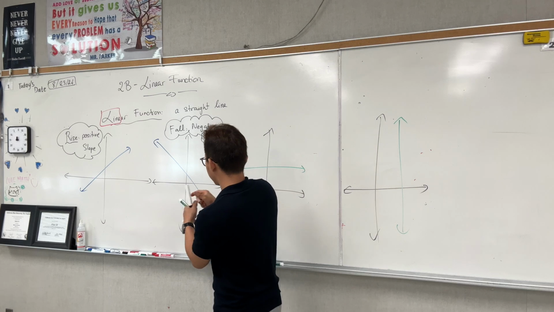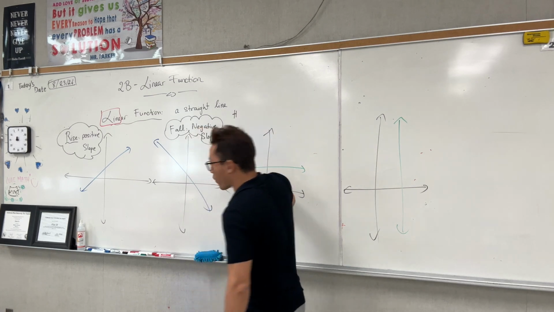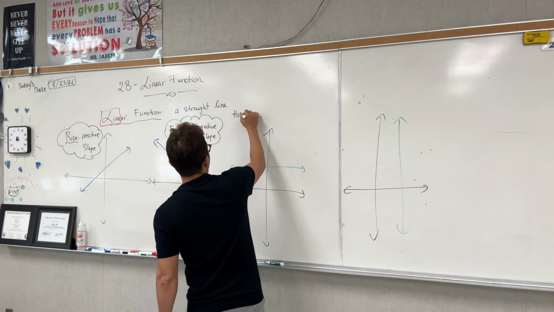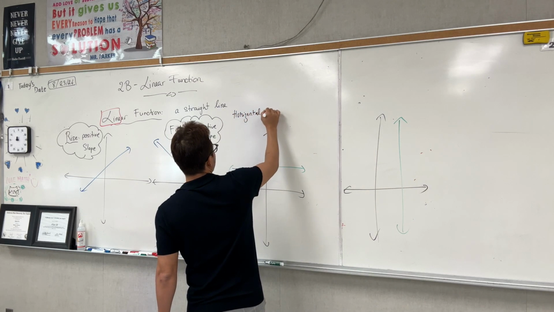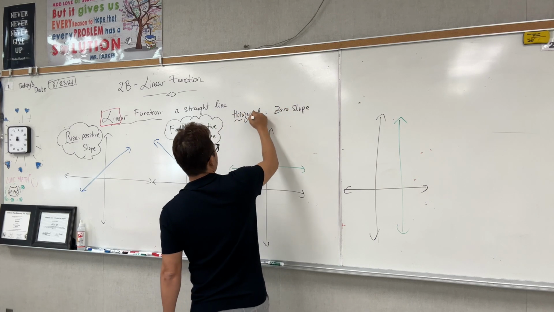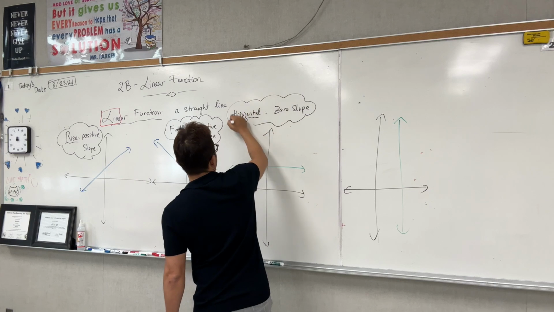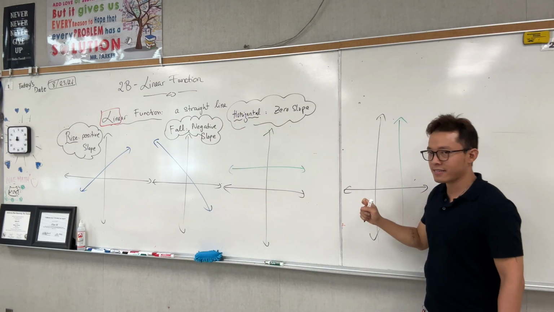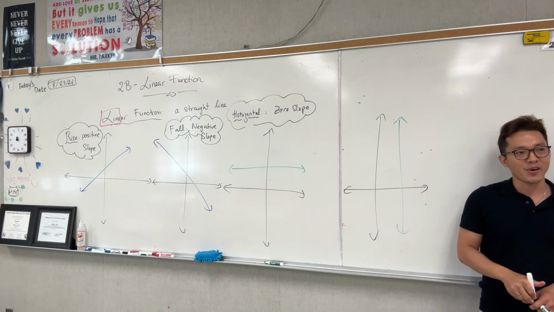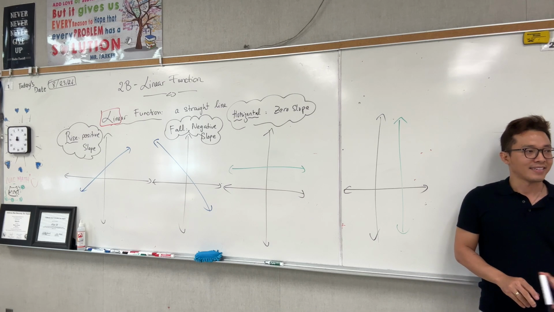So is it a horizontal line or vertical line? Horizontal, okay? When it is horizontal, it's going to be zero slope. Now, save the best for last. What is this? Is anyone there? Get some point.